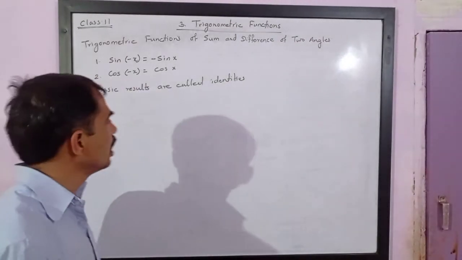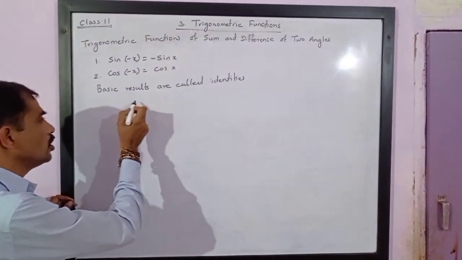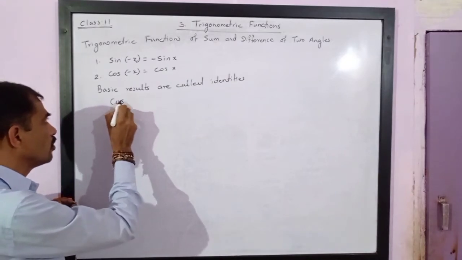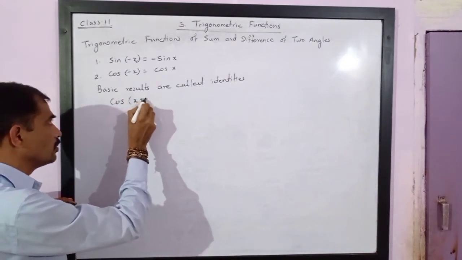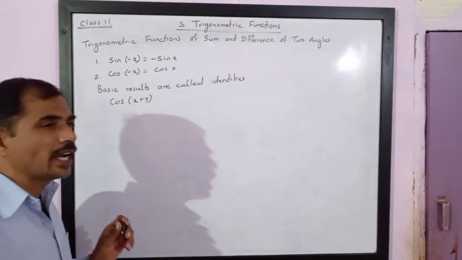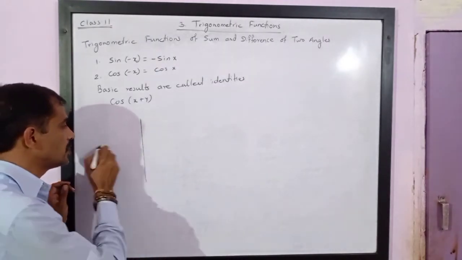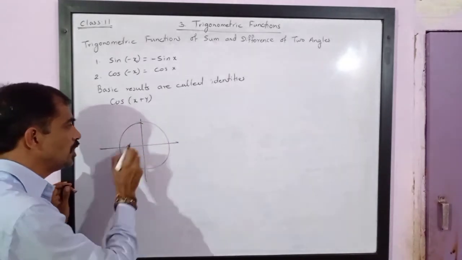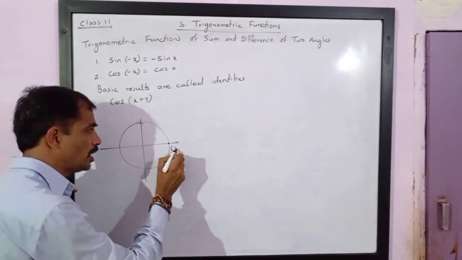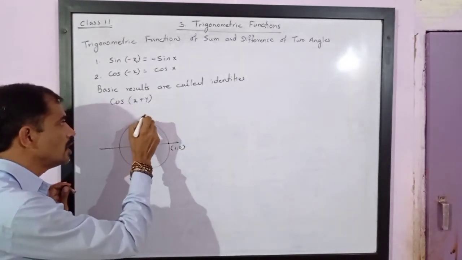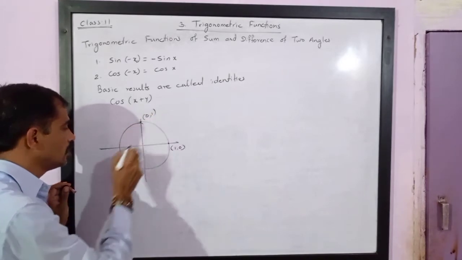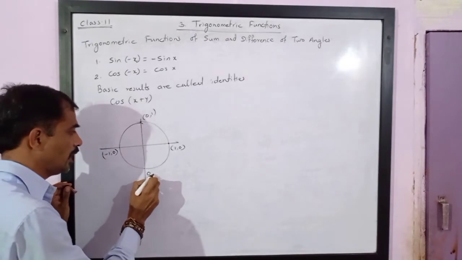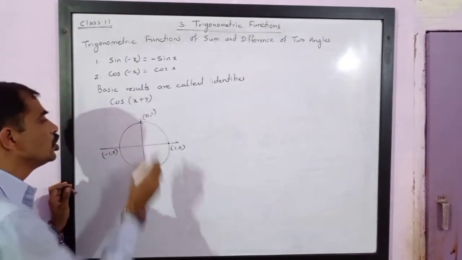Now consider again, in order to find the next identity, that is of cos of x plus y. Let us find what is the identity for this. For this we will need a unit circle. Now if this is a unit circle, then this point has coordinates 1, 0. Here you will notice the coordinates are 0, 1. This will be negative 1, 0. This will be 0, negative 1. Now the circle is a unit circle.